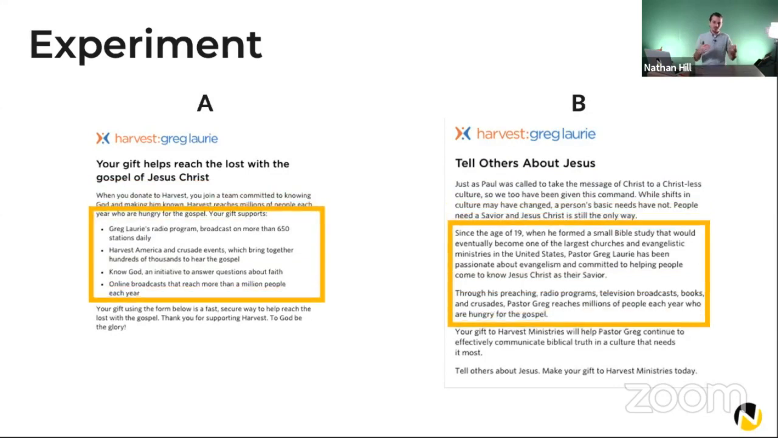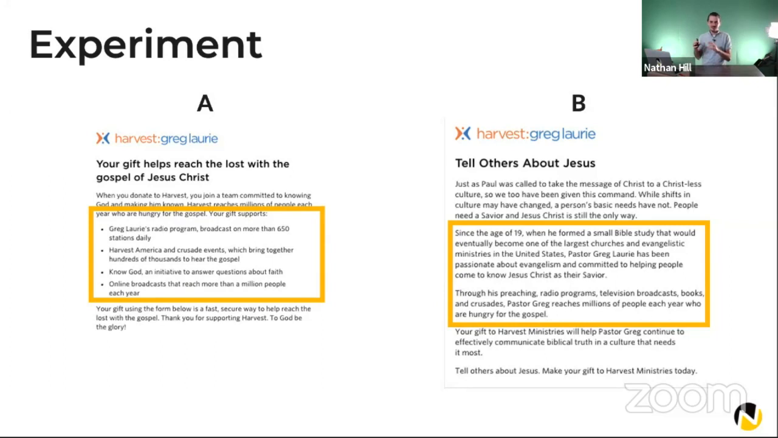Version A then continues with some bullet points, 1, 2, 3, 4. These are 4 key ways that we're going to use your gift to make an impact on the thing that you care about. Version B continues the story. It actually starts up kind of like another story: "Since the age of 19, when he formed a small group and became one of the largest churches and ministries in the United States," is talking about a specific story and a specific narrative.